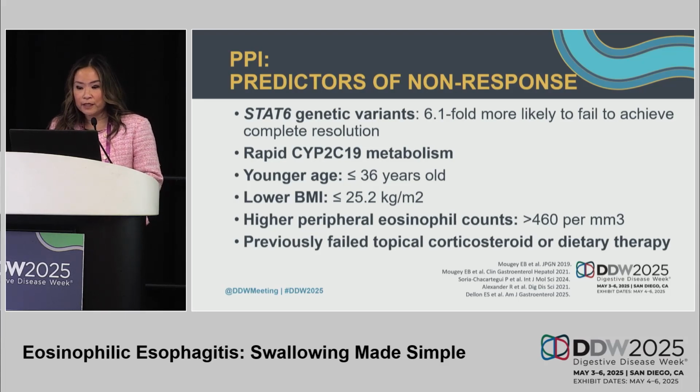They also identified that younger age, less than 36 years old, lower BMI, less than 25, and higher peripheral eosinophil count, and those who had previously failed topical steroids or diet therapy were predictive of PPI non-response. So these studies have helped us to identify which patients may not respond to proton pump inhibitors for treatment of EoE.